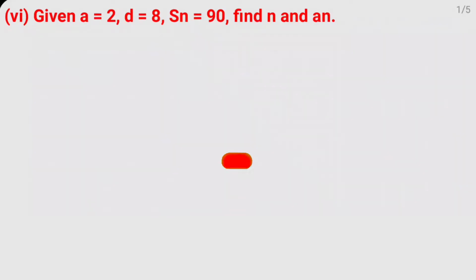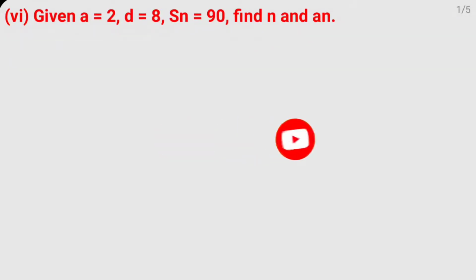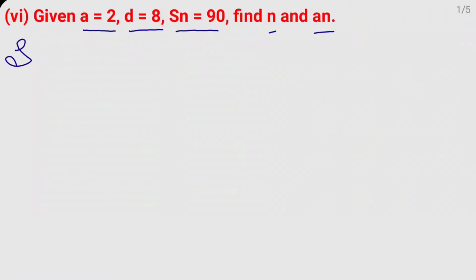Look at the question. Given a is 2, d is 8 and Sn is 90. Find n and an. So here they given a, the first term, is 2 and the common difference is 8, and they given the sum of n terms, that is 90, and here we want to find out n and an. Is it clear? So let me solve here.